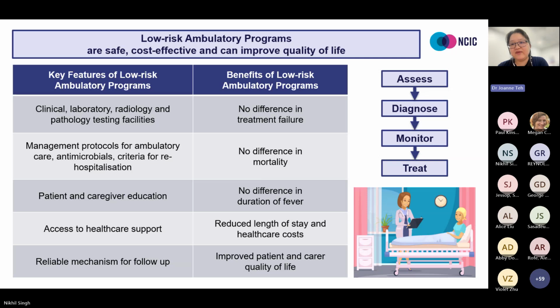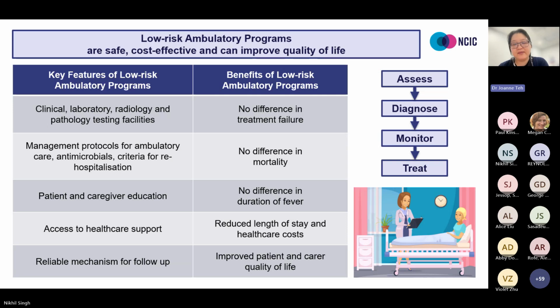The overarching theme of this chapter was that low-risk ambulatory programs are safe, cost-effective, and can improve quality of life in both adult and pediatric patients with cancer. Both adult and pediatric studies have demonstrated no difference in treatment failure, in mortality, or duration of fever in ambulatory or inpatient care of patients who are designated as low risk.